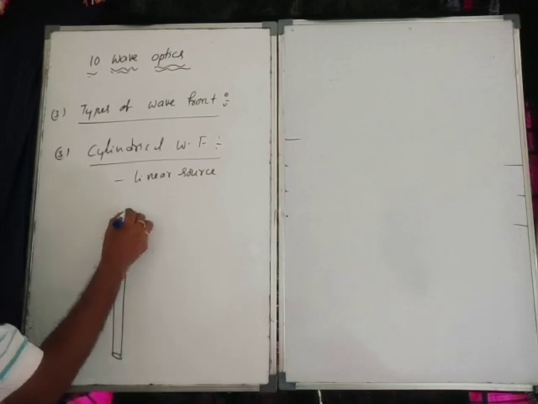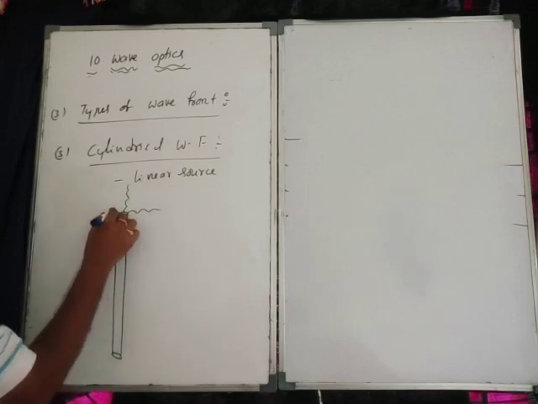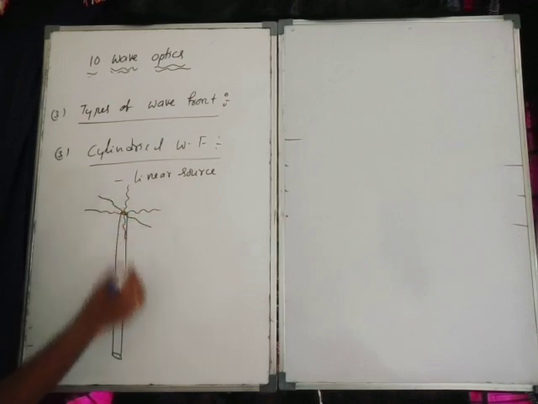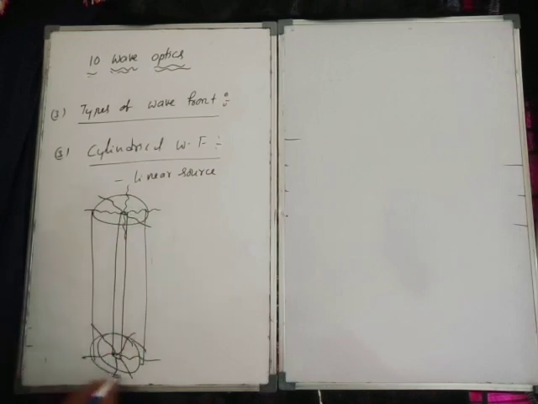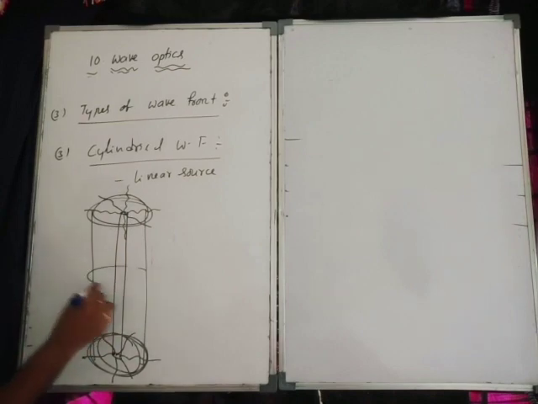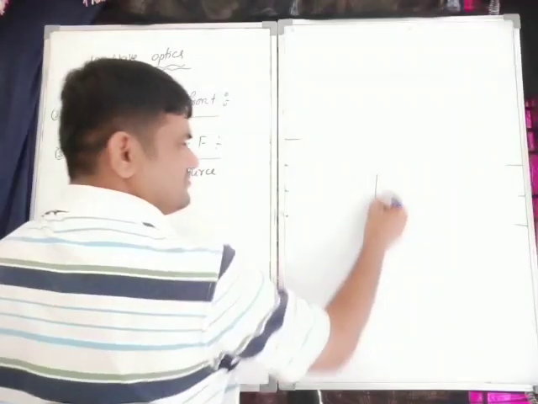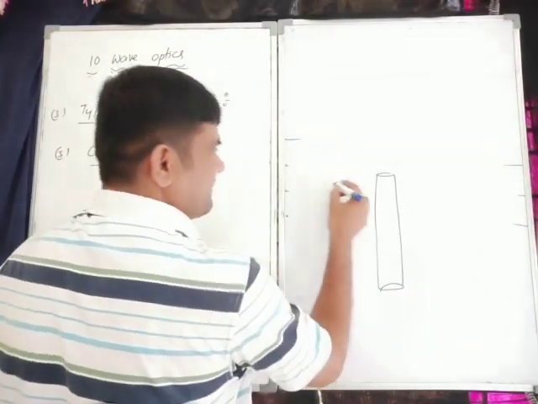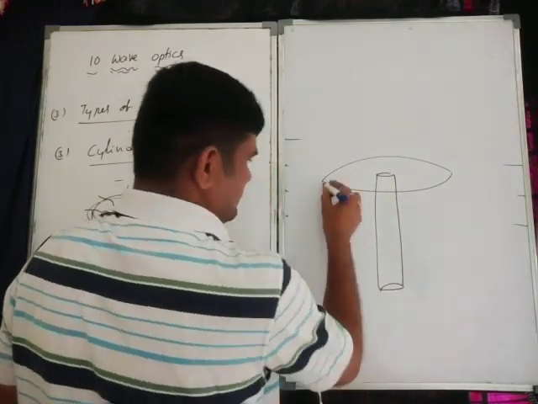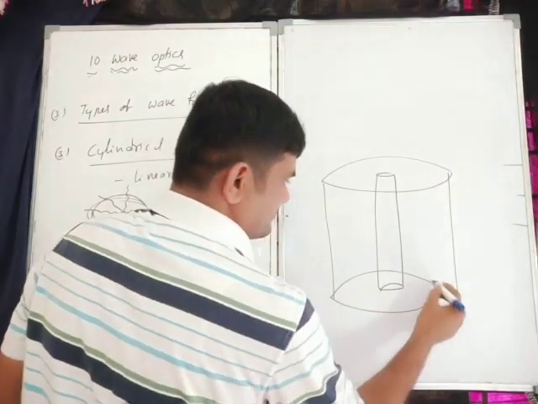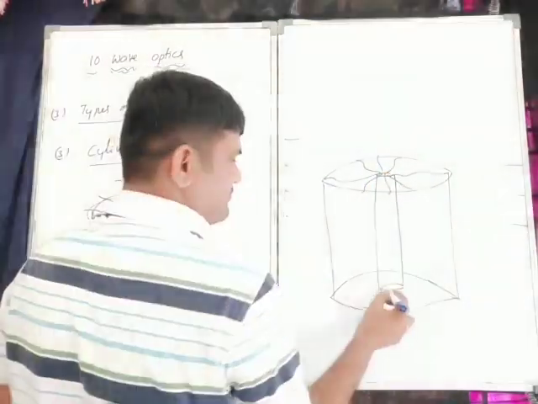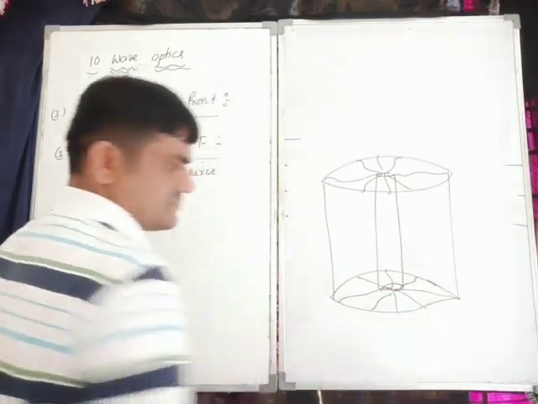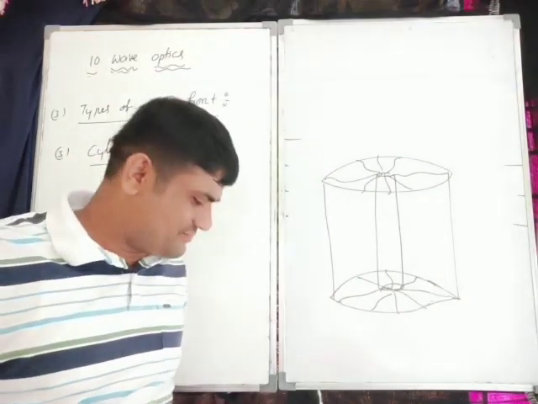So now here we will consider the direction of light. In all directions. Now we can join this one, and add it, so this is what? A cylinder. So like that a cylinder can form. So cylindrical wavefront. Are you clear? That is the cylindrical wavefront, a type of wavefront.